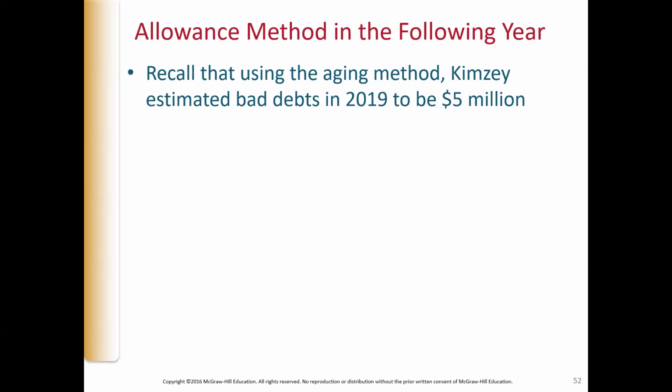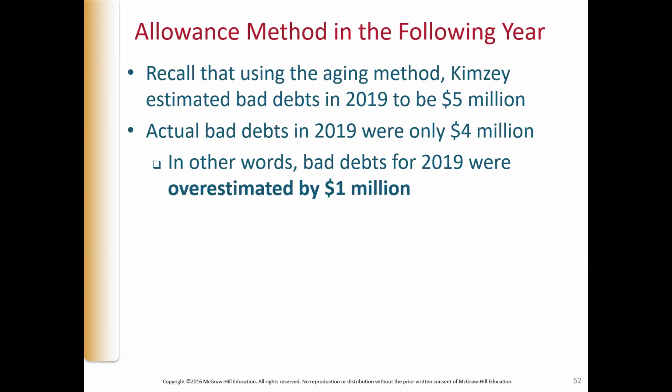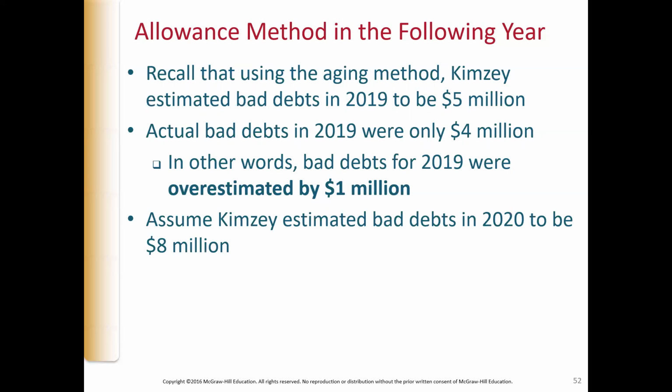Now, remember when we talked about this aging method, Kimsey's estimated bad debts was $5 million. But guys, the actual bad debts were really only $4 million, which means we overestimated the bad debts by $1 million. I mean, guys, it's an estimate. We don't know. We're doing the best we can. So the estimate is purely an estimate. But in this case, we overdid it by $1 million.